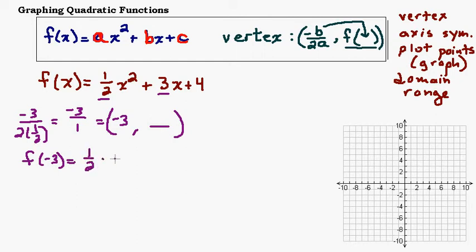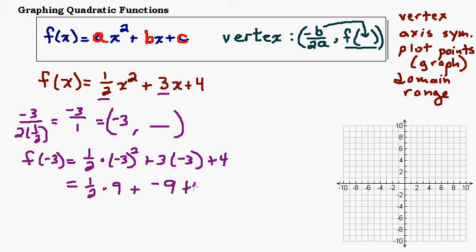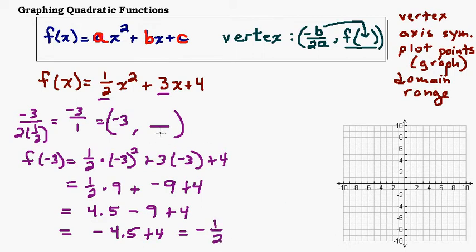So we have to do 1/2 times negative 3 squared plus 3 times negative 3 plus 4. So negative 3 squared is a positive 9, and that's going to be a negative 9. So half of 9 is 4.5, minus 9, plus 4 is negative 4.5 plus 4, which is negative half, or negative 0.5, whatever you like. Okay, so there's my vertex.